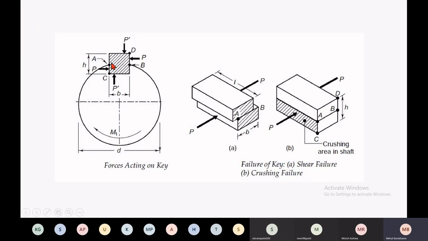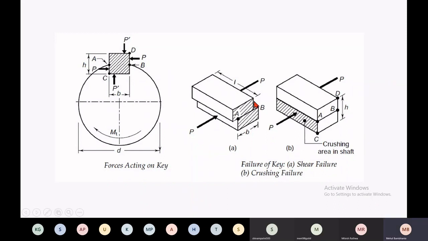Due to that capital P force, two different phenomena will be generated for the failure. The failure of this rectangular key or square key will be due to these two phenomena. One is shear failure, and another one is crushing failure. Now what actually is shear failure? This key is made up of solid material. This is the force P acting on the lower side A to C, and this is the force P acting on the upper side, B to D. So they are equal and opposite.